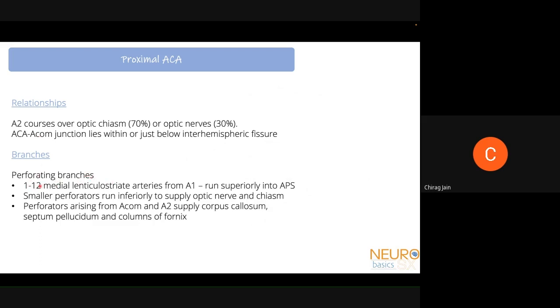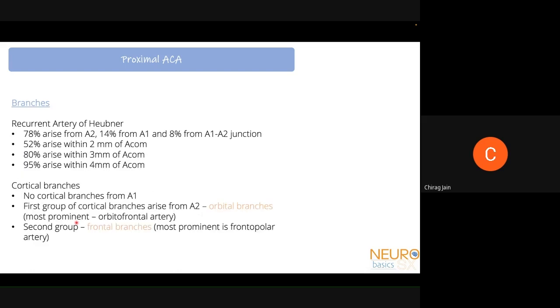There are about 1 to 12 medial lenticulostriate arteries which arise from the A1, and they run directly up into the anterior perforated substance. There are also small perforators which run down from the A1 ACA, and they supply the optic nerve and the optic chiasm. There are perforators which arise more distally from the ACOM and the A2, and they will supply more distal structures like the corpus callosum, the septum pellucidum, and the columns of the fornix. So that is in relation to where these vessels are situated.